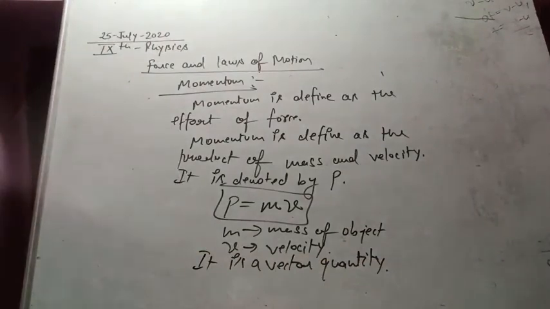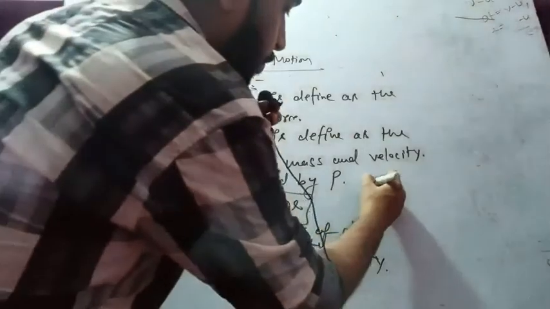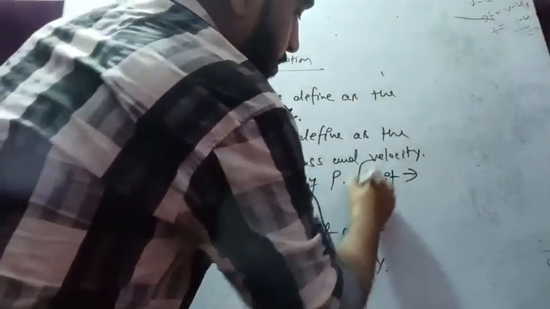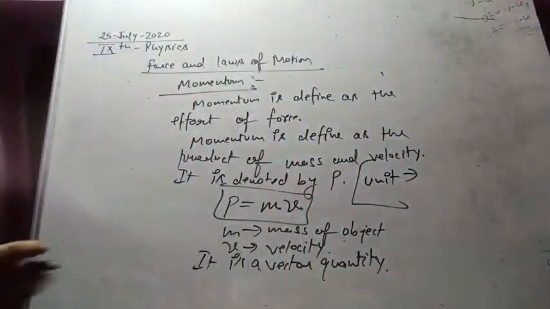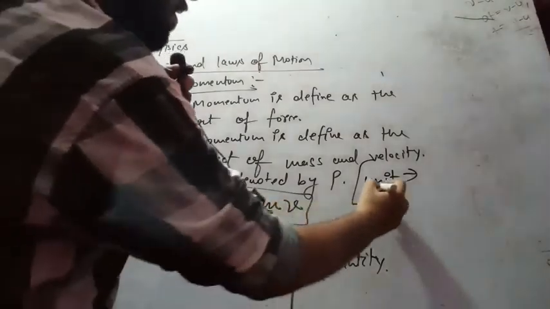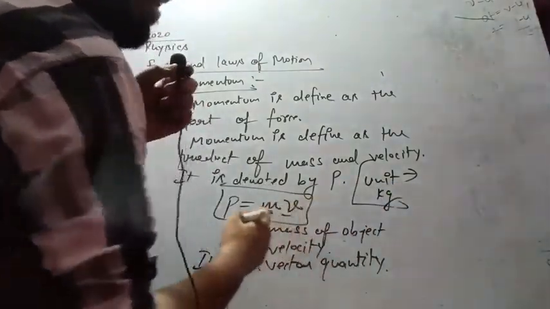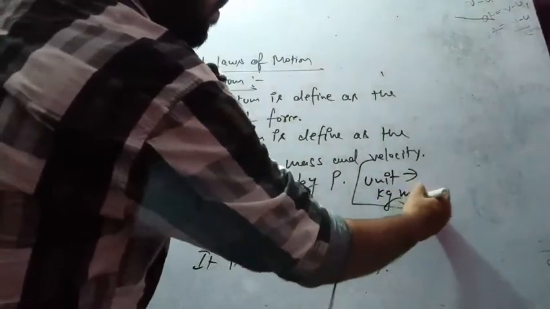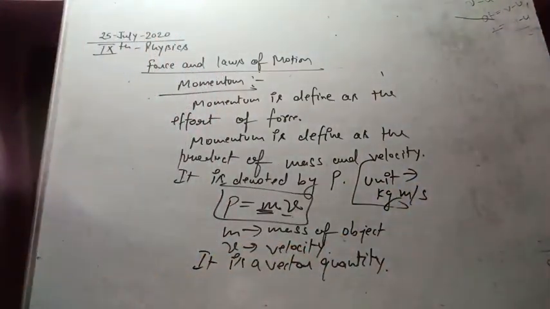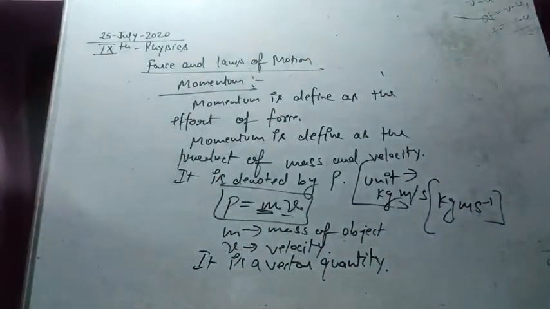Now remember one thing. What will be the unit of momentum? The unit will be mass, which is kilogram, times velocity, which is meter per second. So the unit will be kg meter per second, or kg m s minus 1. That's the unit for momentum: kilogram meter per second.